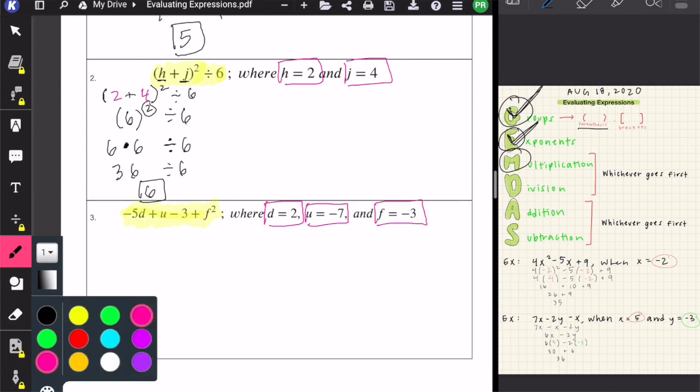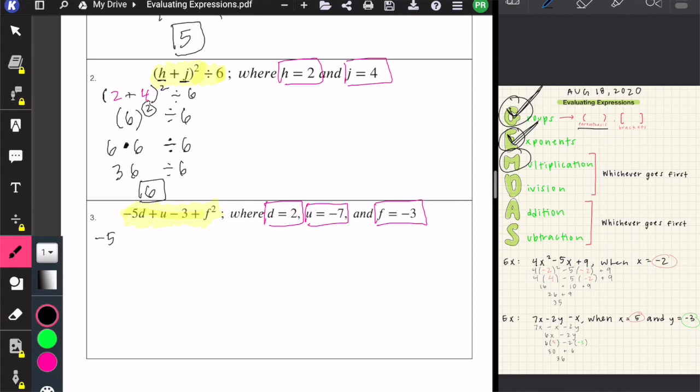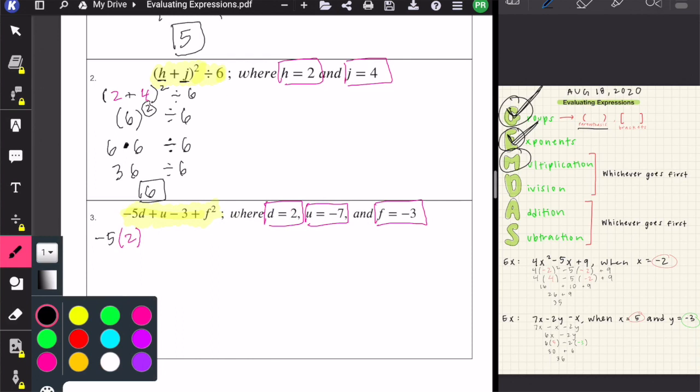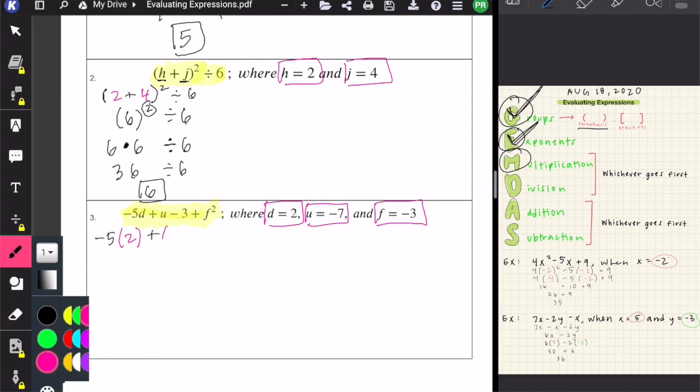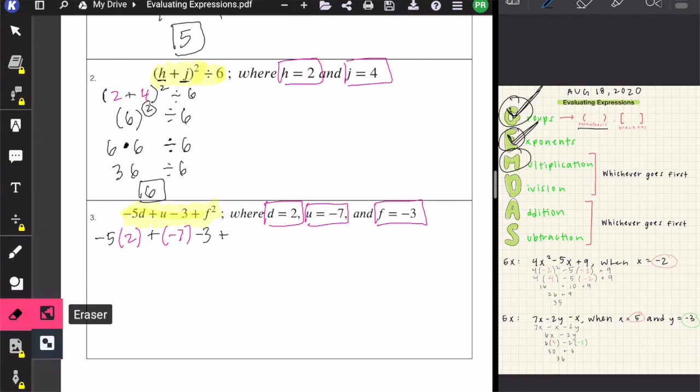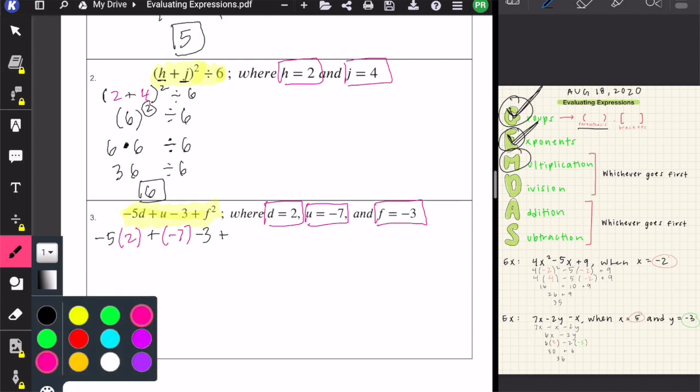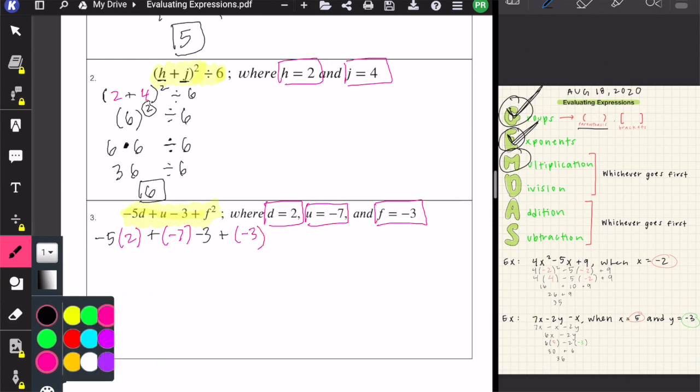Now let's go ahead and start off with a -5, and I'm going to substitute my variables. Here we go. We have -5 times D, which is 2, plus U, which is -7, minus 3 plus F, which is -3, and then, oh, my bad, I forgot the colors. Here we go, plus -3, and that is being squared.